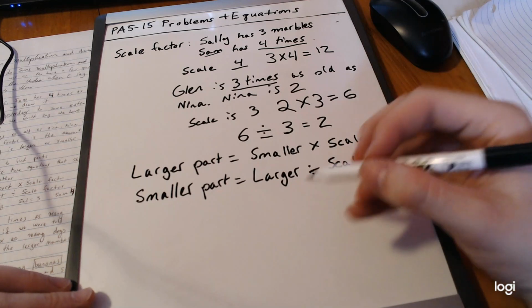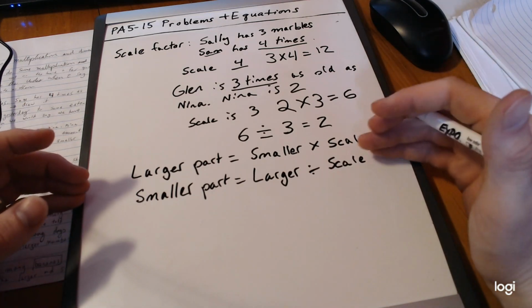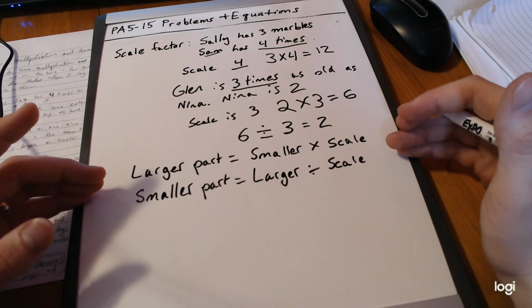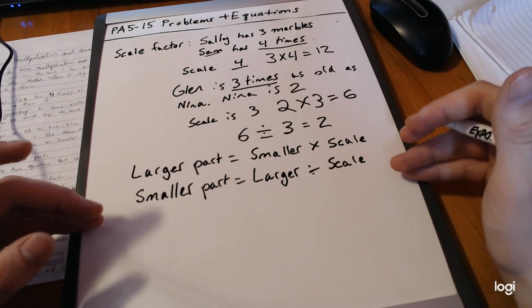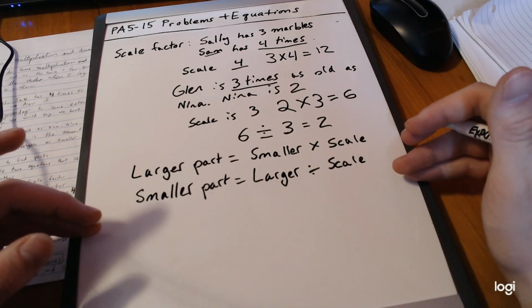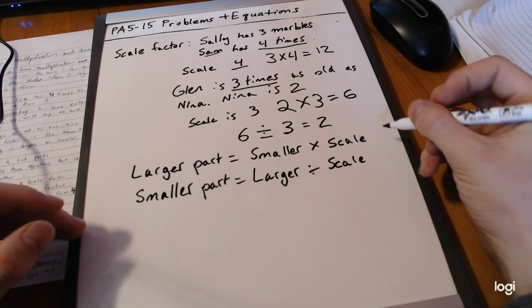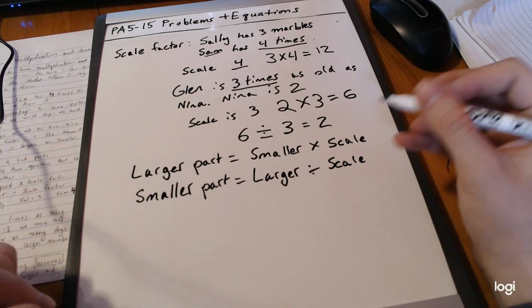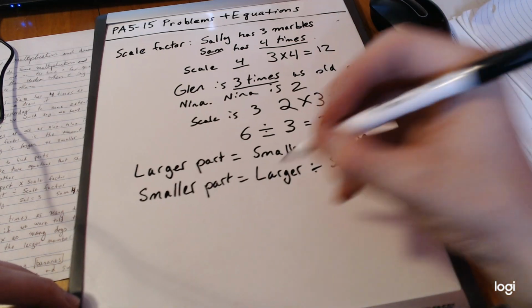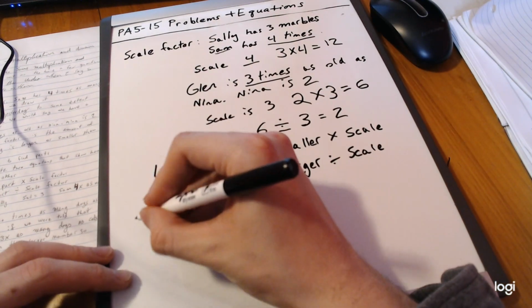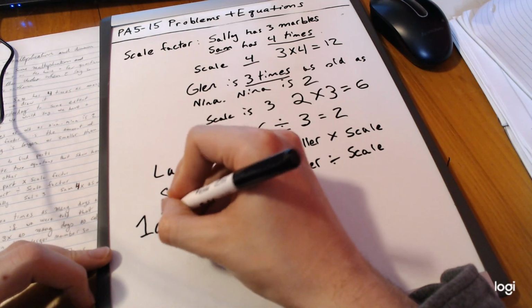So I hope you guys kind of see that if you're given the smaller number, you can times it by the scale, and if you're given the larger number, you can divide it by the scale to get the smaller number. And this will come up again in a different way in a moment when we get to sets. I just want to show you how this works with question 1A in your books.